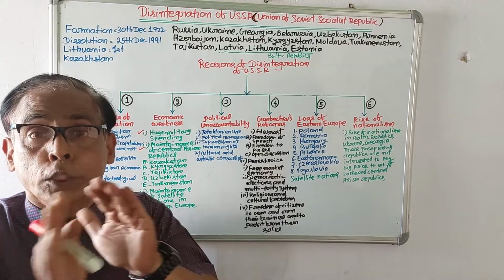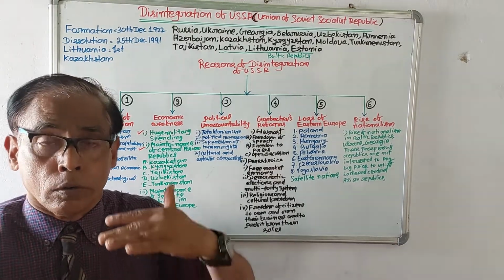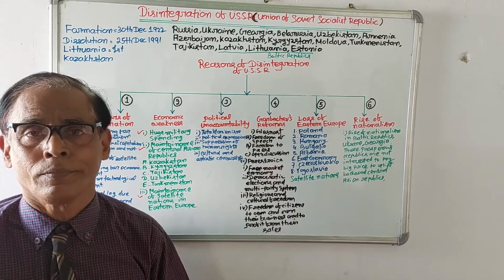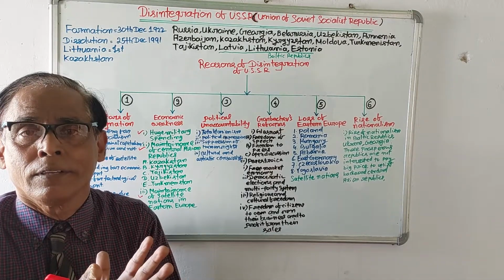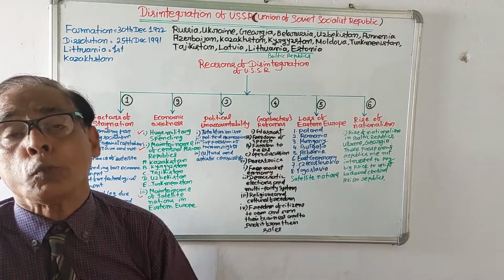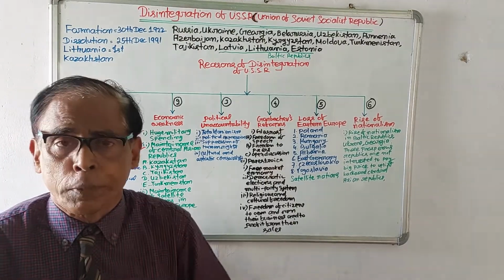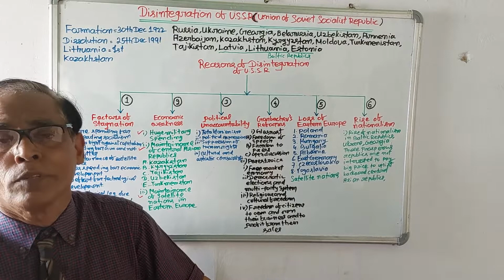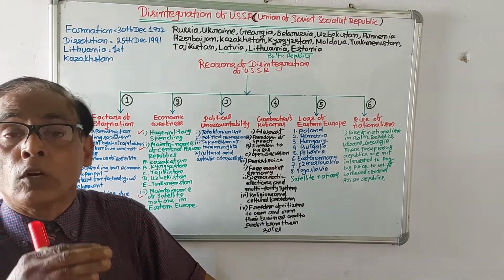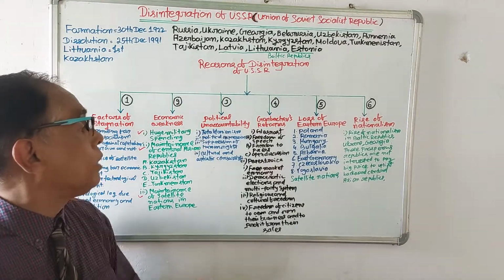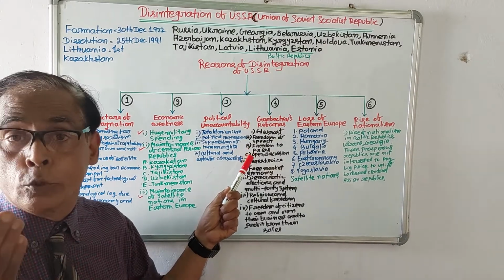The government was not responsible to people. People were unable to question the government. The government was like a dictator government. So it was another factor for the disintegration of Soviet Union. People were discontented. People were not satisfied because government was not accountable. And the government was a totalitarian one. Government was not responsible to anybody.